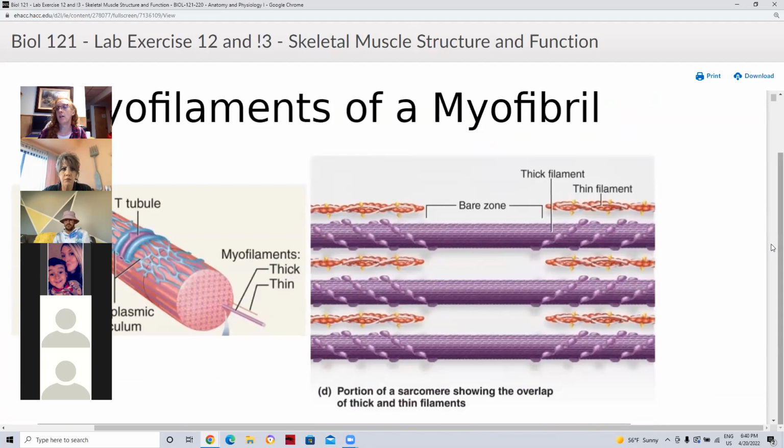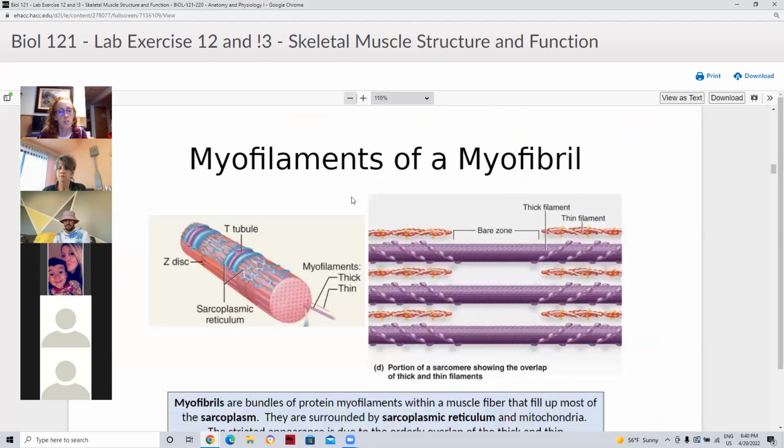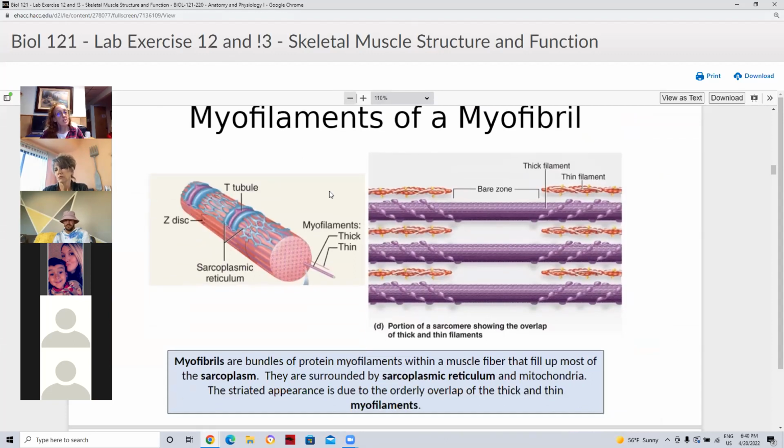Now, let me zoom out again, specifically looking at the filaments of the myofibril. Myofilaments include myosin and actin. The myofibrils are bundles of these myofilaments that fill up most of the sarcoplasm. Remember, the sarcoplasm is the cytoplasm of the muscle fiber.